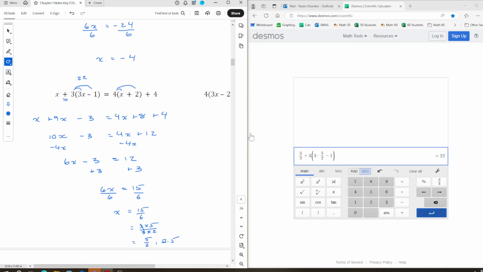Then I'm going to plug in the right-hand side. I get 4 bracket 5 divided by 2 plus 2 unbracket plus 4. And I also get 22. So left side is equal to right side, which means that that is the solution to the equation. You could declare it by putting set brackets around it, but it's not necessary.